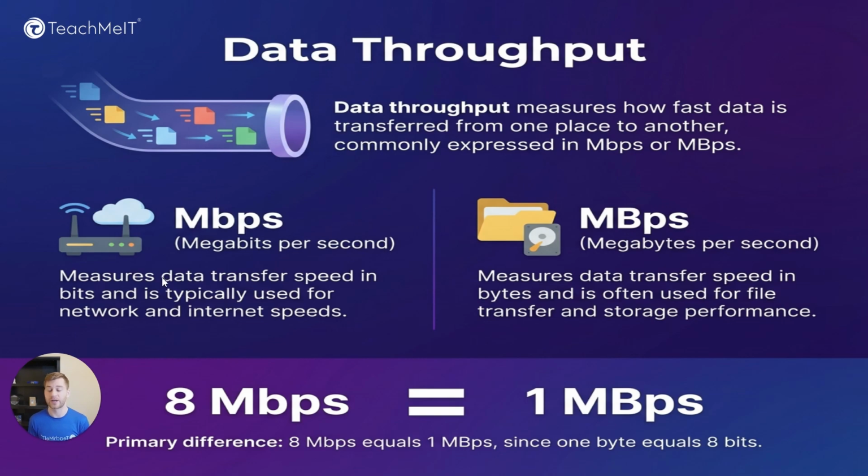This measures the data transfer speed in bits, and it's used for network and internet speeds. So again, if we're uploading something on the internet or downloading something, that is the area we use megabits, or uppercase M, lowercase bps. We use this primarily for transferring data over the internet or on a network.